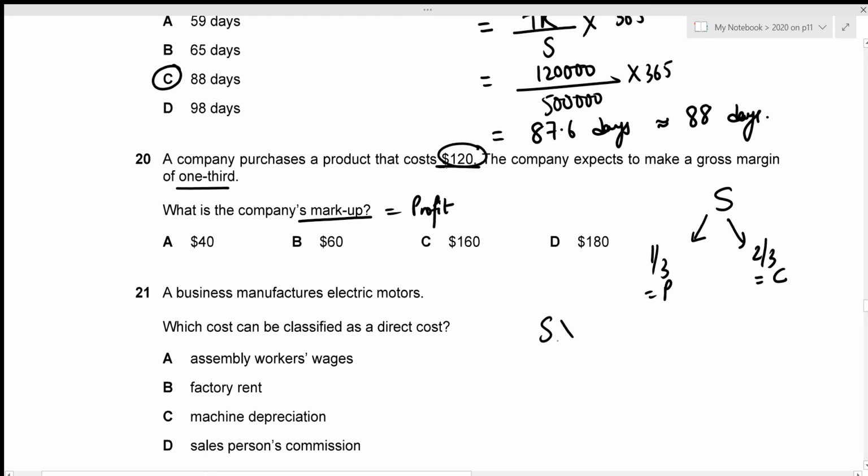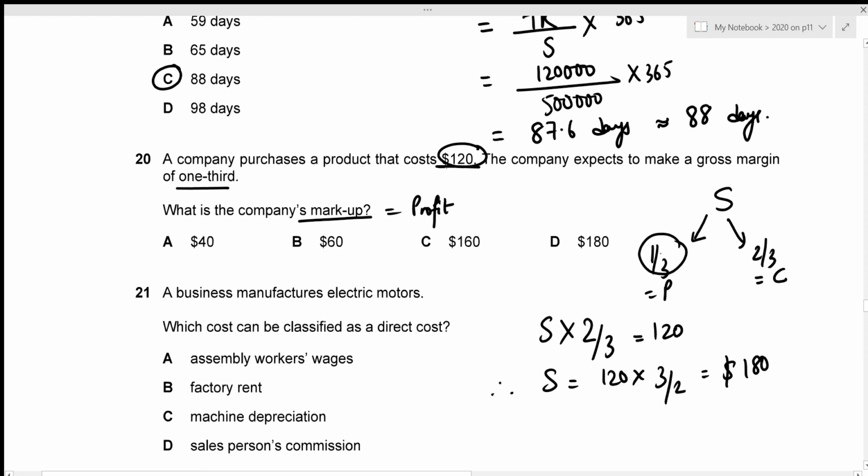Sales and 2/3 of it is cost. So times 2 by 3 is going to be the cost value of 120, which means that our sales value is going to be 120 times 3 by 2, which results in the value of 180. Now we just need to figure out 1/3 of the sales value, which is the profit, which is what we require, right? So profit is just going to be 1/3 times 180, which results in the value of 60. And this value is given in option B. That will be the correct answer.